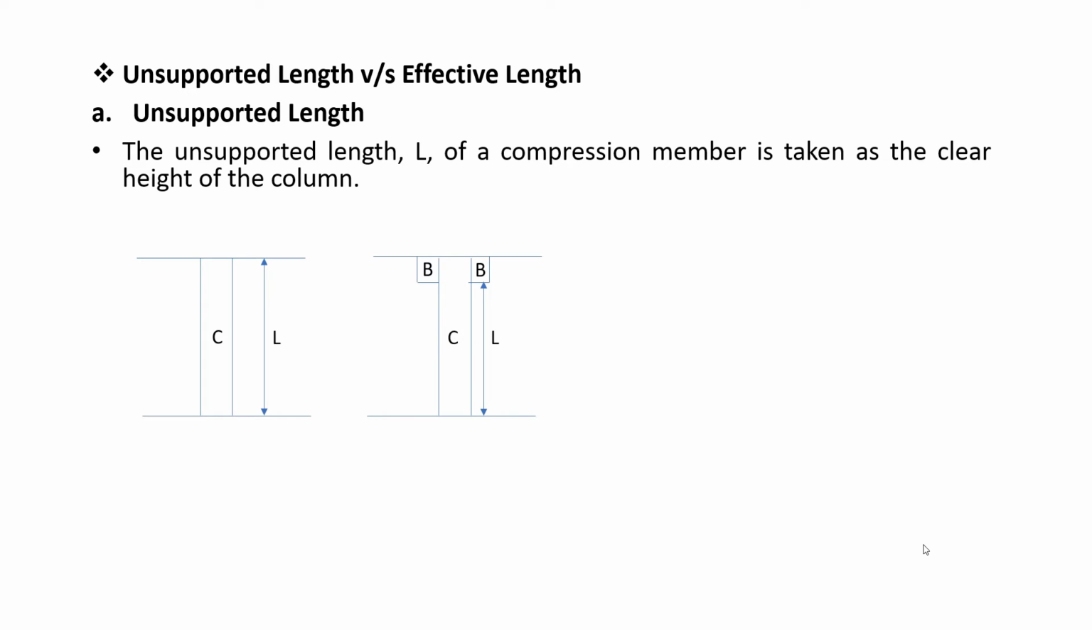Now in the next case, for example, I have two beams which are present on both sides of the column. So here in this case, the unsupported length will be measured from the bottom of the beam to the bottom floor. However, if there are two beams B1 and B2 present on both sides of the column C, then I will measure the unsupported length from the beam which has the lesser depth. So here the beam B2 has the lesser depth, so I will take the unsupported length from the beam B2 to the bottom floor.